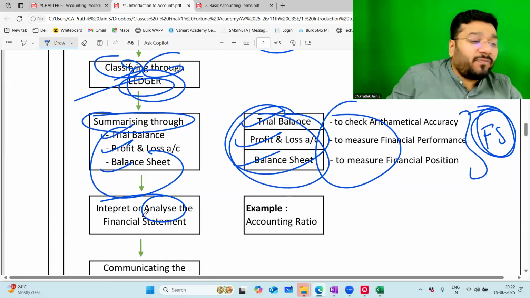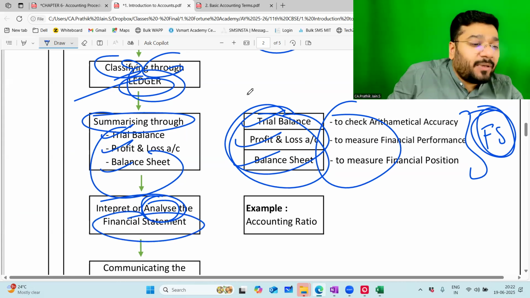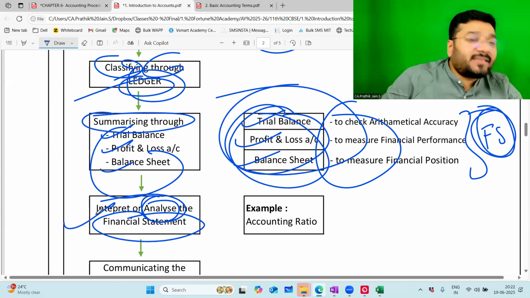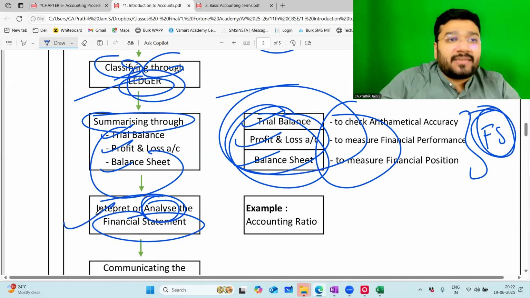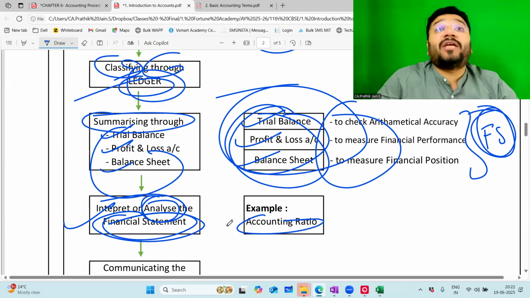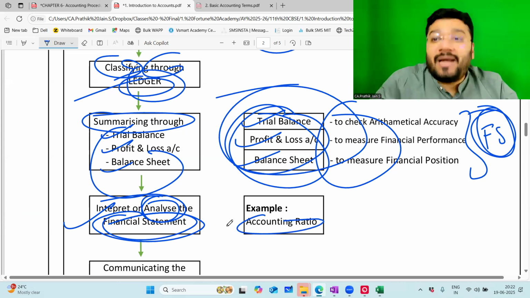So the next step of accounting is to do interpretation, or the analysis of the financial statement. All these are thoroughly analyzed. Why is analysis done? You'll understand this in 12th standard, because in 12th standard we have multiple analysis statements called accounting ratio analysis and cash flow statement analysis.